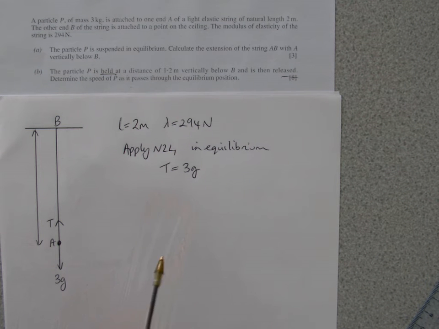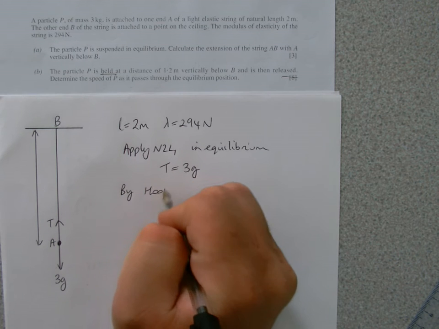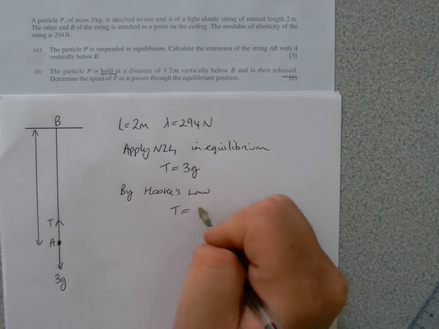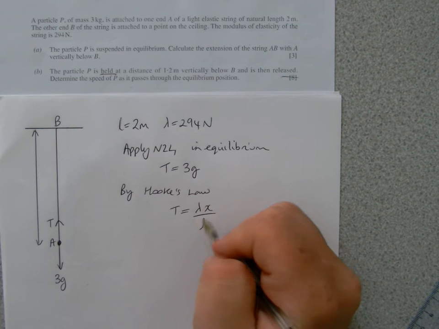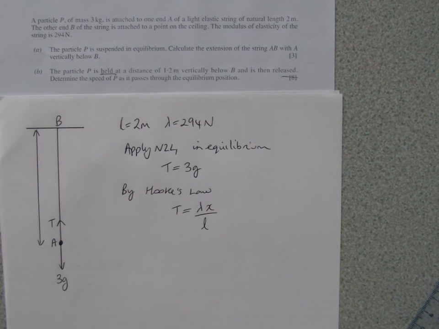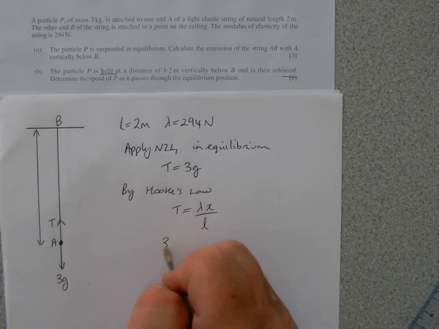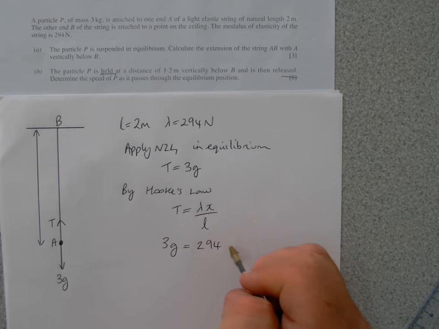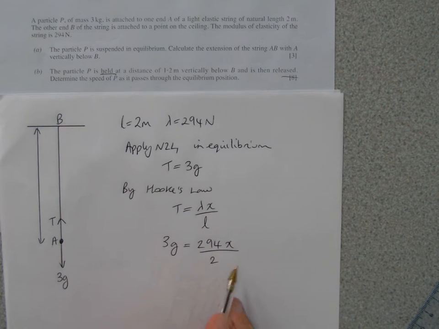So now we know the tension, we can then apply Hooke's law. Hooke's law says that the tension is equal to the modulus of elasticity of the string times the extension divided by the natural length. So if we sub in the tension, which is 3g, and lambda is 294. I don't know what the extension is, but I know the natural length is 2. So I can just play around with this to work out what x is.